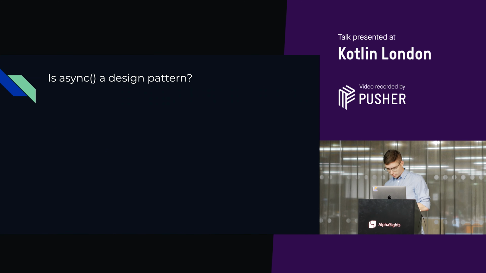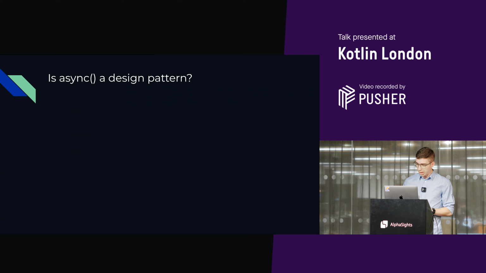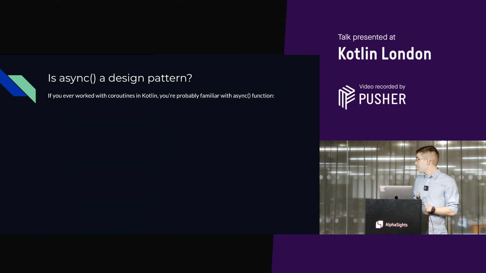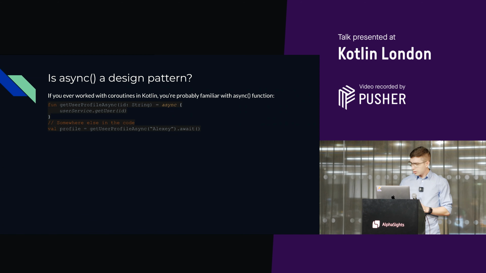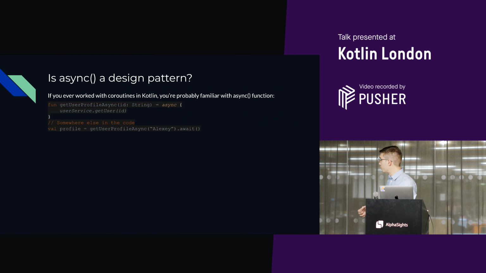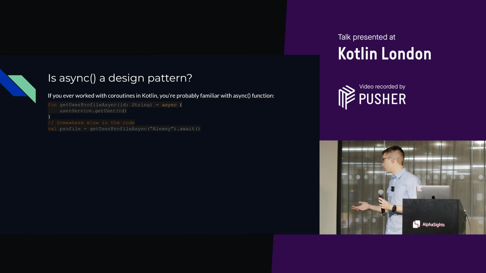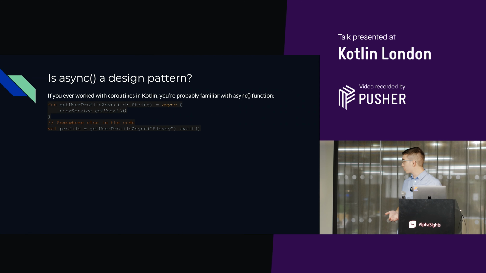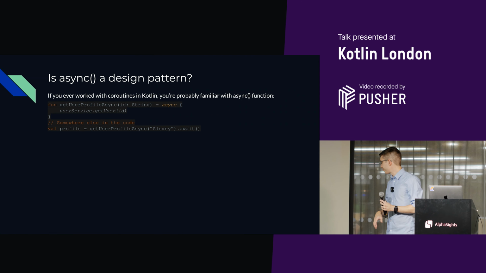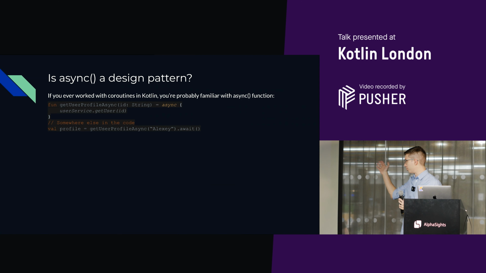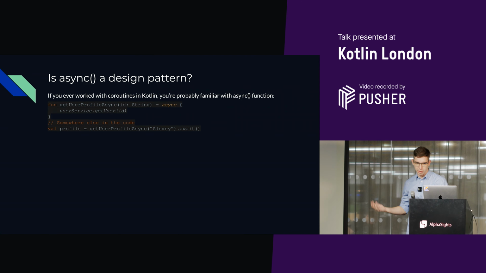And the first one, if most of you are Kotlin developers, you probably are familiar with the async function. And the question is, is this a design pattern? So if you worked with Kotlin and coroutines, you're familiar with that. And it goes like this. For example, usually you'll have a function, and inside we invoke the async function, and we wrap some synchronous code. So in this example, probably it's Spring or something, because it's called service. And somewhere else in the code, you invoke this asynchronous function, then do an await.